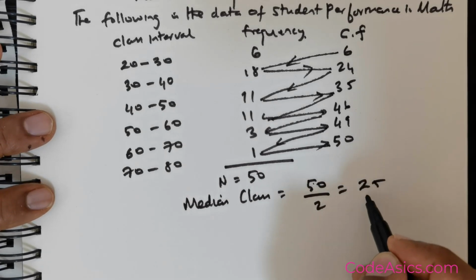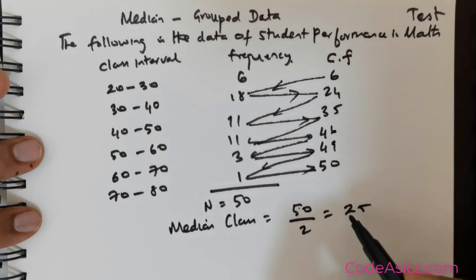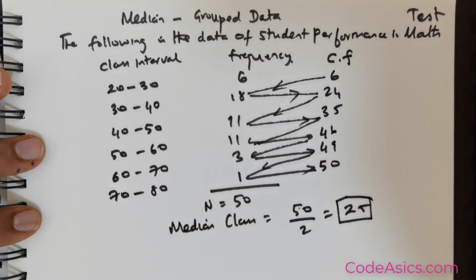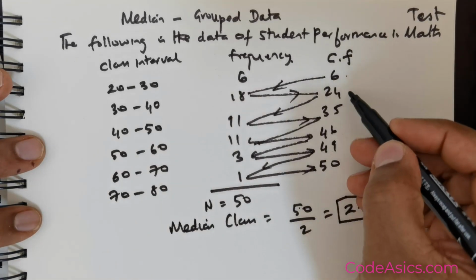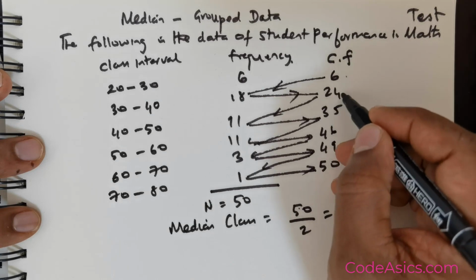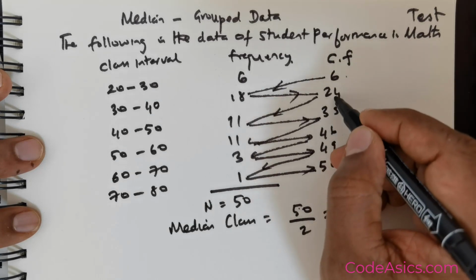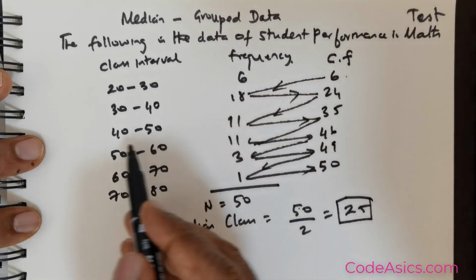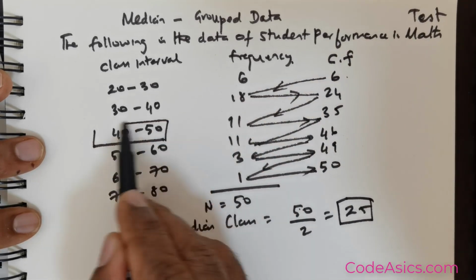Now go up to the cumulative frequency and look where exactly you can locate this value 25. Now this is 6, this is 24. Now 25 is located over here. It's not located here, it's located here, because 24 ends here and 25 will begin over here. So this is our median class.